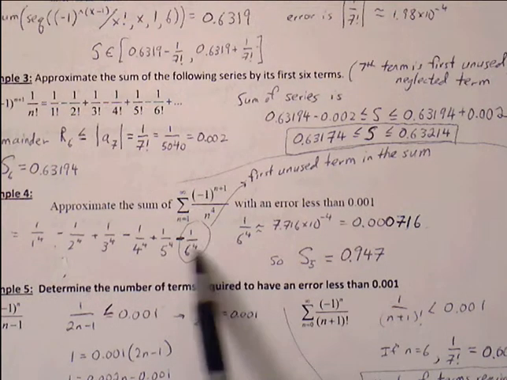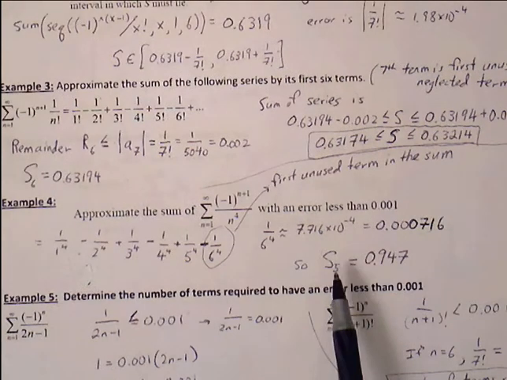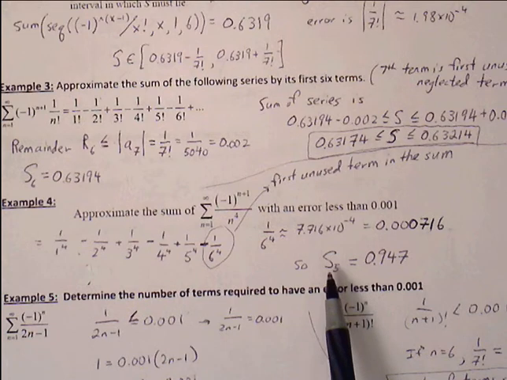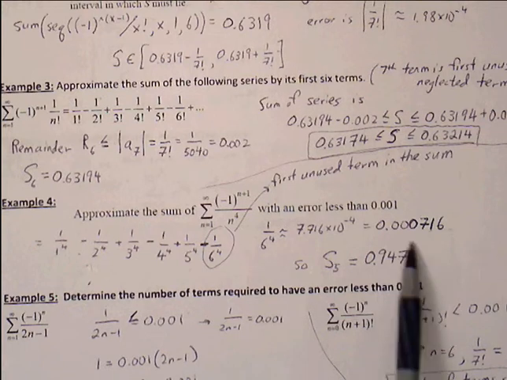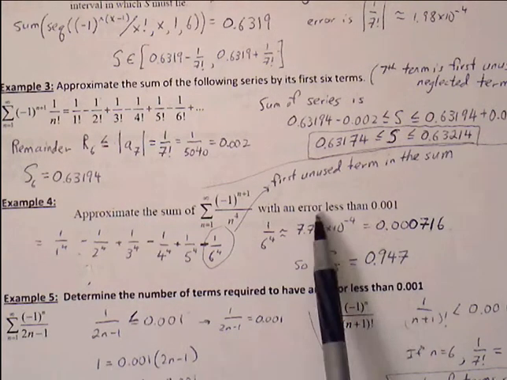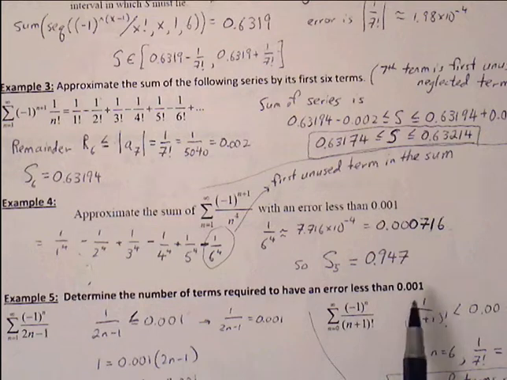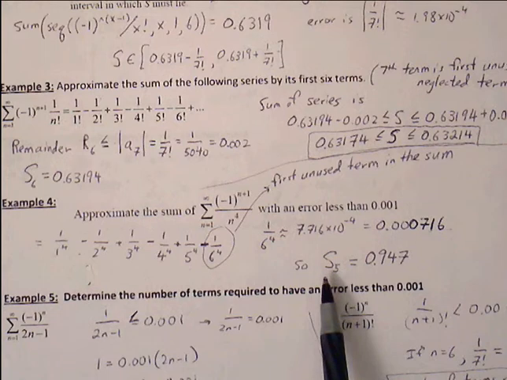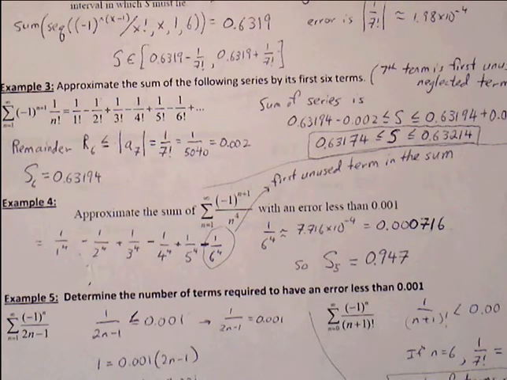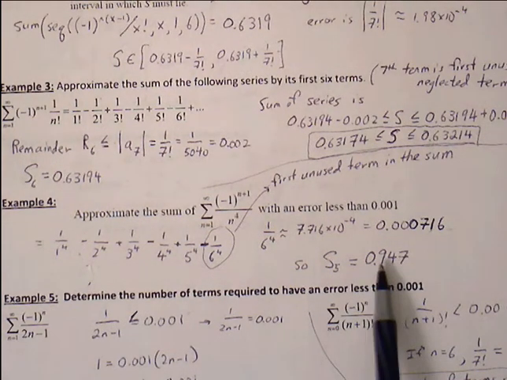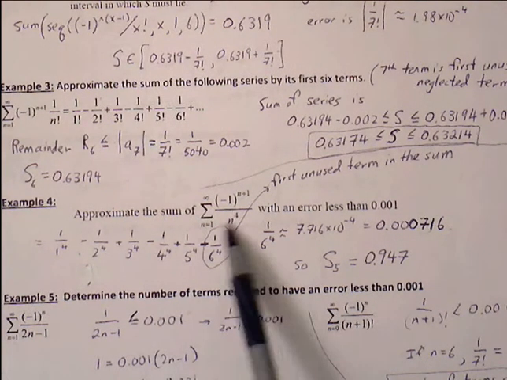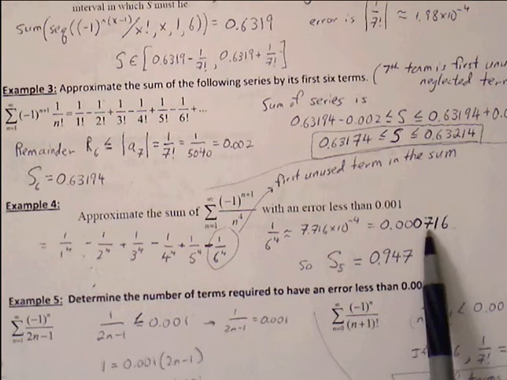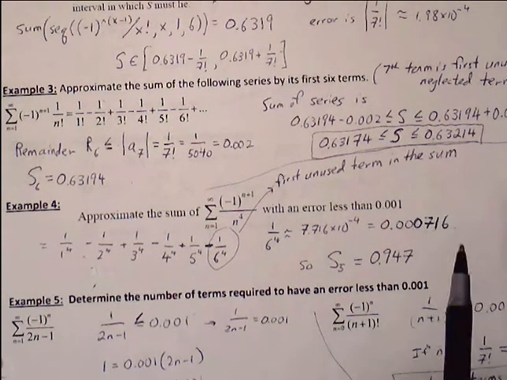So we want this to be the first unused term for the sum. If this is the first unused term, then we can find the sum of the first 5 terms and still get a value with an error less than 0.001. If we add up these 5 terms, the fifth partial sum, we get 0.947, which we know is within the error bound of 1 over 6 to the 4th, because that value is less than 0.001.